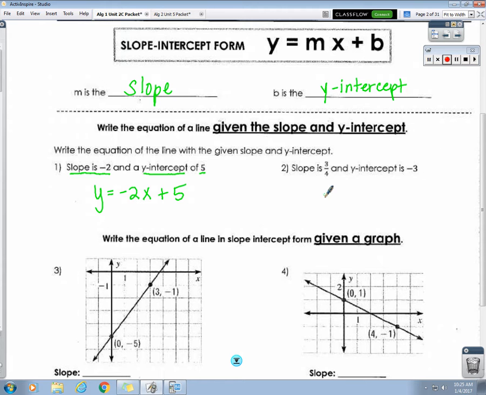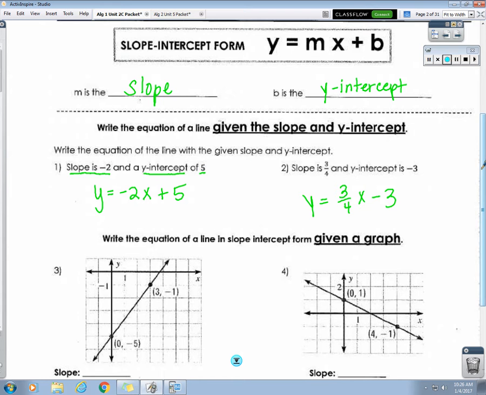So for number 2, if the slope is 3 over 4 and the y-intercept is -3, what would the equation look like? Right, instead of plus and negative, just -3. Okay, those are the easiest kind of problems you're going to see with this. You can't get any easier than that. They spell it out for you. All you have to do is plug them in the appropriate place of the equation.